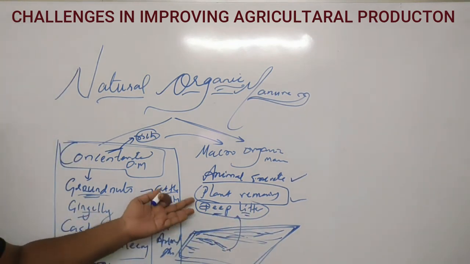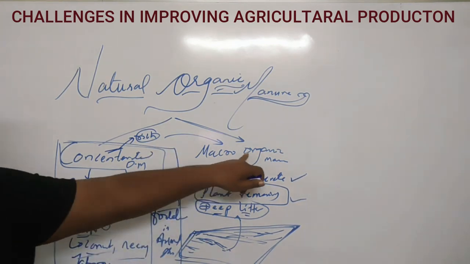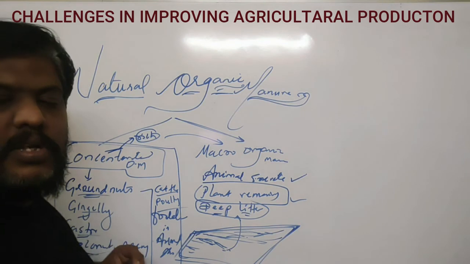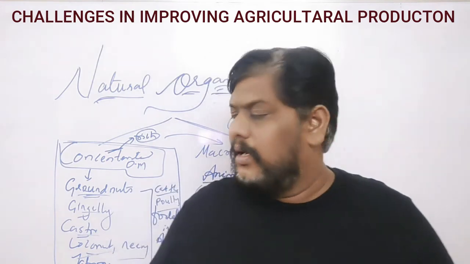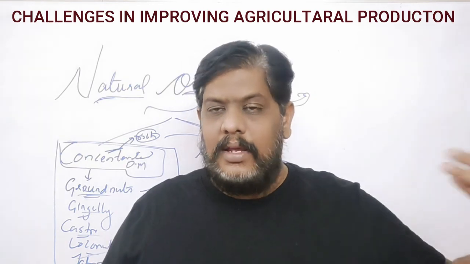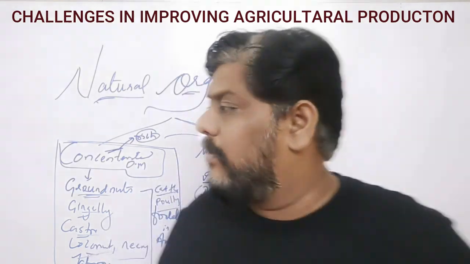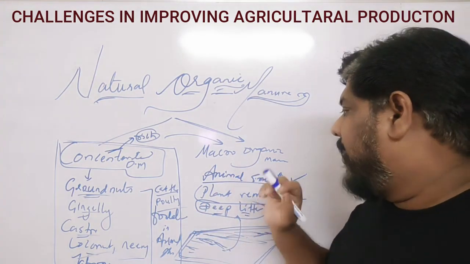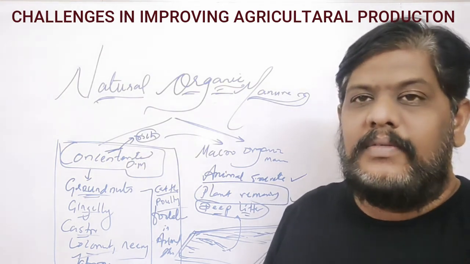So this deep litter, the plant remains, or the animal excreta, all these are the best examples of the macro organic manure. These are the two different kinds of natural organic manures. Basically farmers usually depend upon artificial manures. But by this we can come to the conclusion that we can prepare our own manure. From the remains of plants and the excretory material of animals, you can prepare the concentrated organic manure or the macro organic manure. Both can be used in the crops and will definitely increase the fertility of the soil.